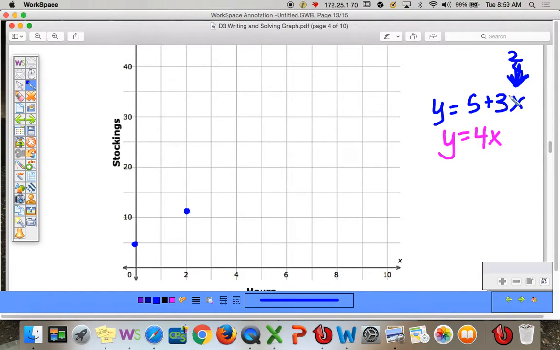Let's go another 2 hours. So when we're at 4 here, 3 times 4 is 12. 12 plus 5 is 17. So that's about right here.